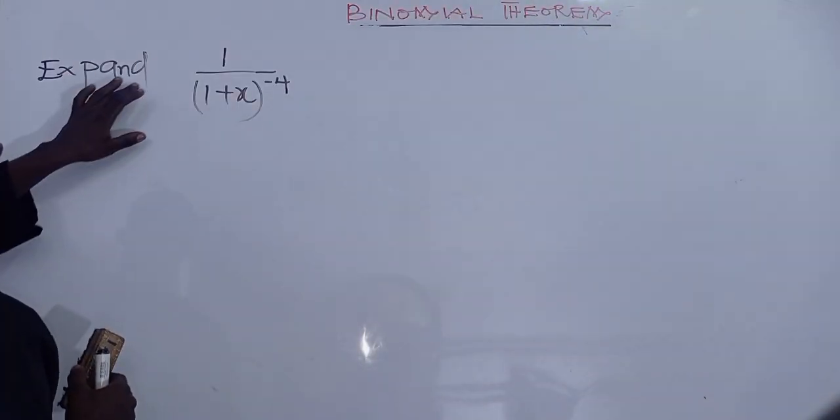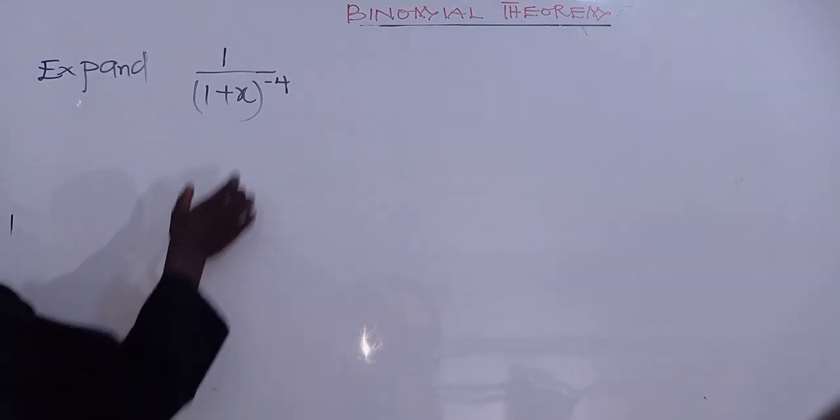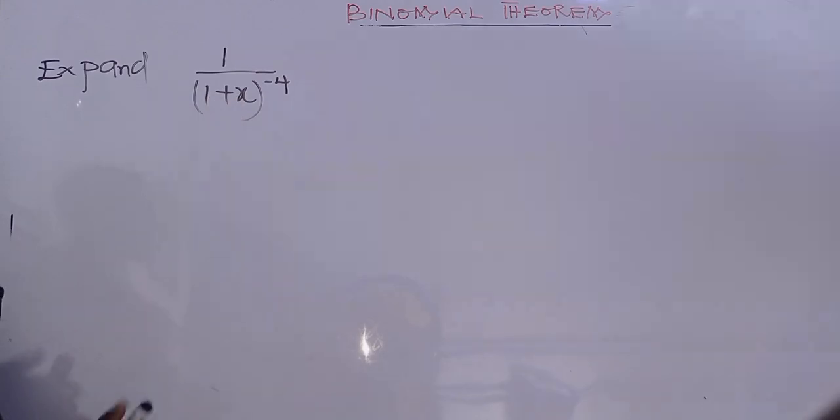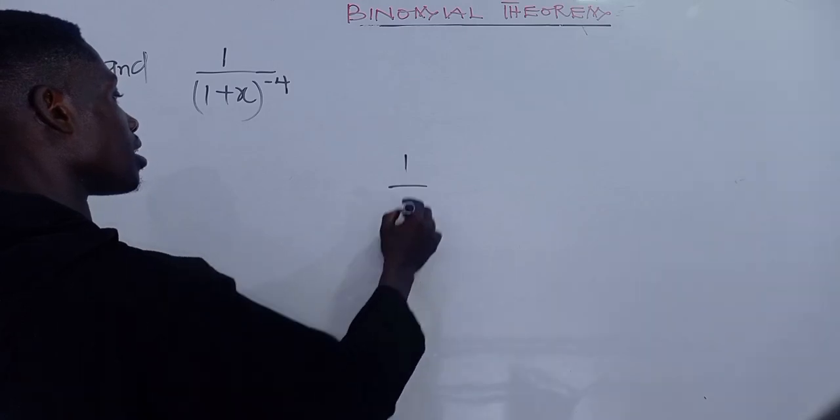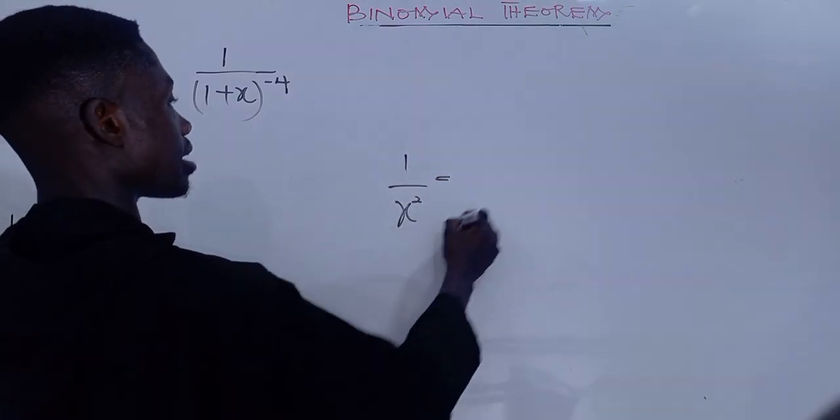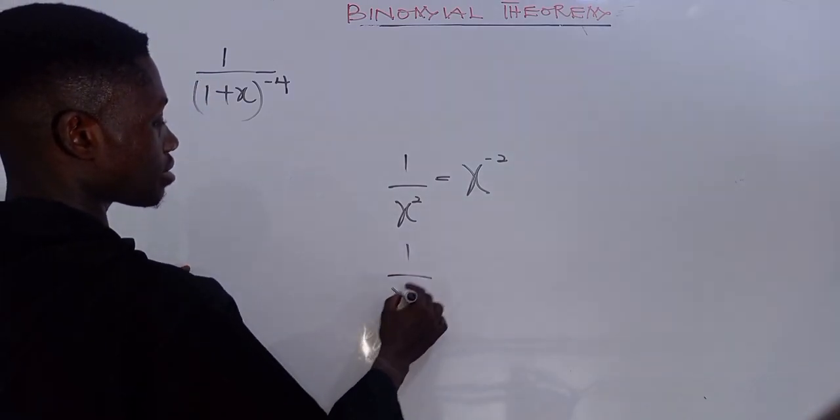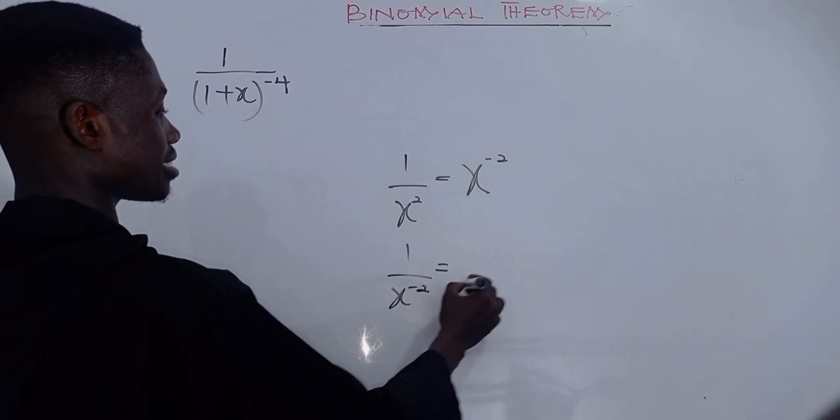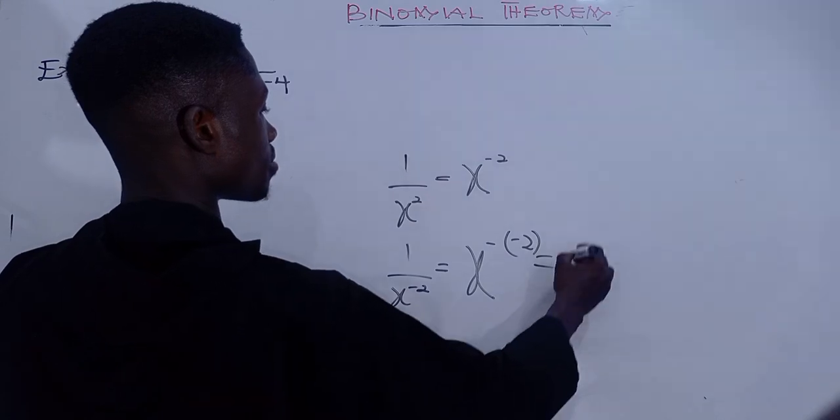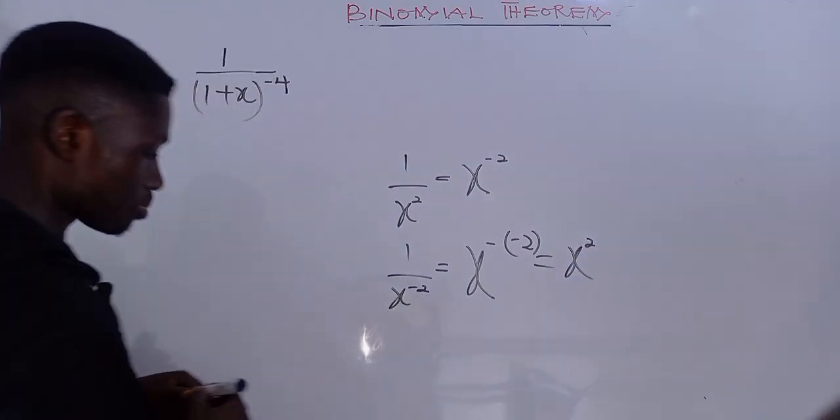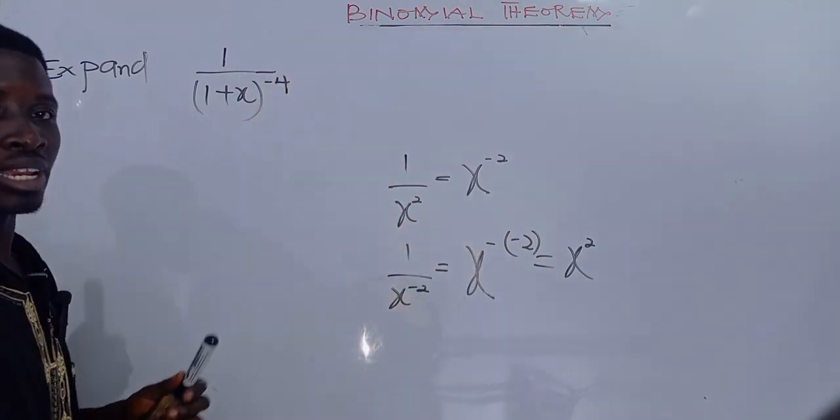So we have our first example. We have to expand this binomial expression. But I realize that this binomial expression involves what? A fraction. So as I said earlier on, in indices, when you have 1 over x raised to the power 2, you can write it as x raised to the power negative 2. Also, if you have 1 over x raised to the power negative 2, you can write it as x raised to the power negative and then minus 2. And that will give you x raised to the power positive 2. So we are going to apply this concept under indices to expand this binomial theorem.